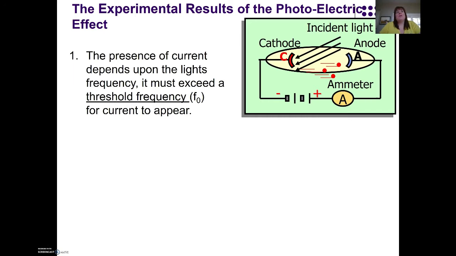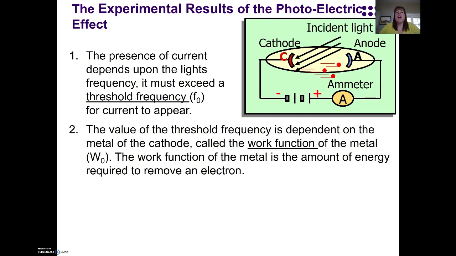If the frequency is too low, then I don't get any current at all. So I must have enough energy. The value of this threshold frequency is dependent on the metal of the cathode. Now that should make sense, right? Because each metal has a different ionization energy. So they'll all require a different amount of energy to knock electrons out. We call that amount of energy the work function of the metal, or W naught. The work function of the metal is the amount of energy required to remove an electron, like ionization energy.